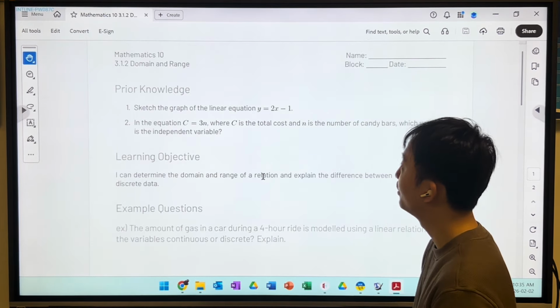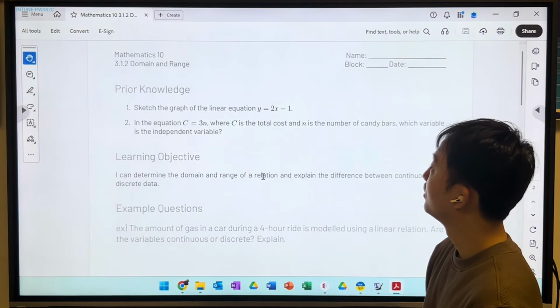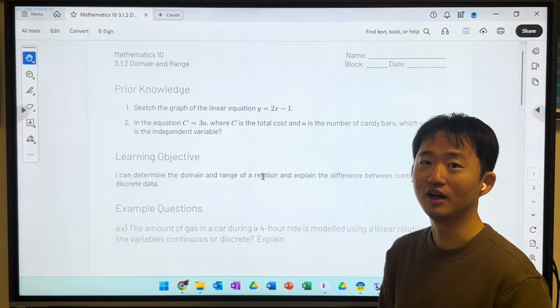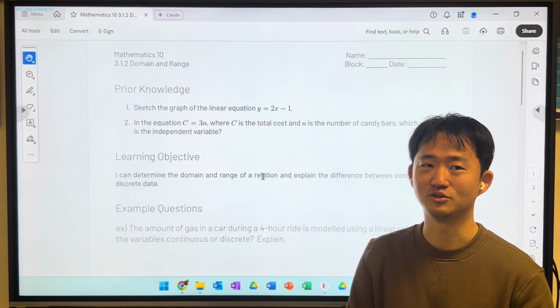In this video, we're going to talk about the domain and range. Before we start, you should know how to sketch the graph of a linear equation. Also, you should be able to identify what the independent variables and the dependent variables are, depending on the situation.